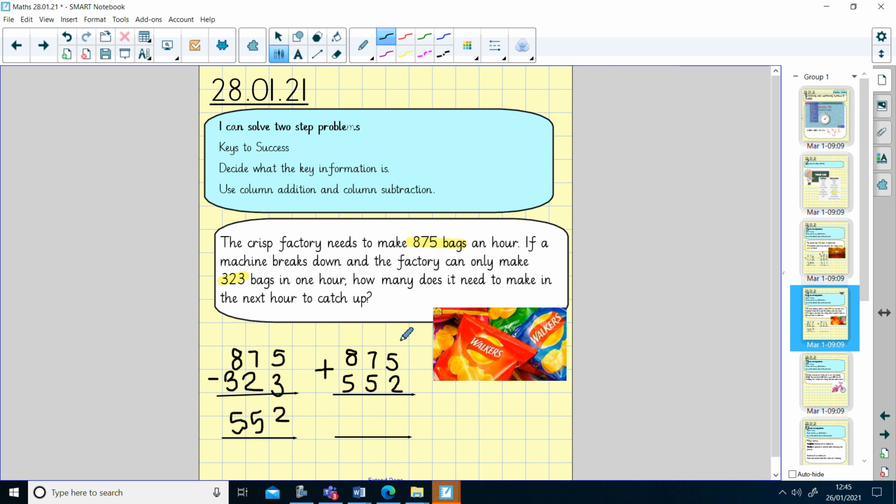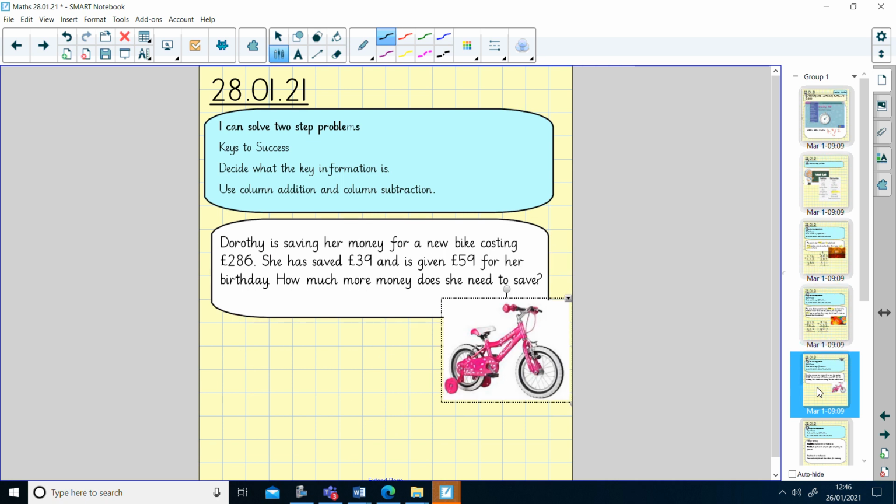So I want to make my usual 875, but I also want to do my making up. I want to catch up on the crisps that I didn't make. So 5 add 2 is 7. 7 add 5 is 12, so I've got to exchange. 8 add 5 is 13, and one more is 14. So I need to make 1,427 bags of crisps to make up for what I lost when I didn't have my machine. Okay, 1,427 bags of crisps.